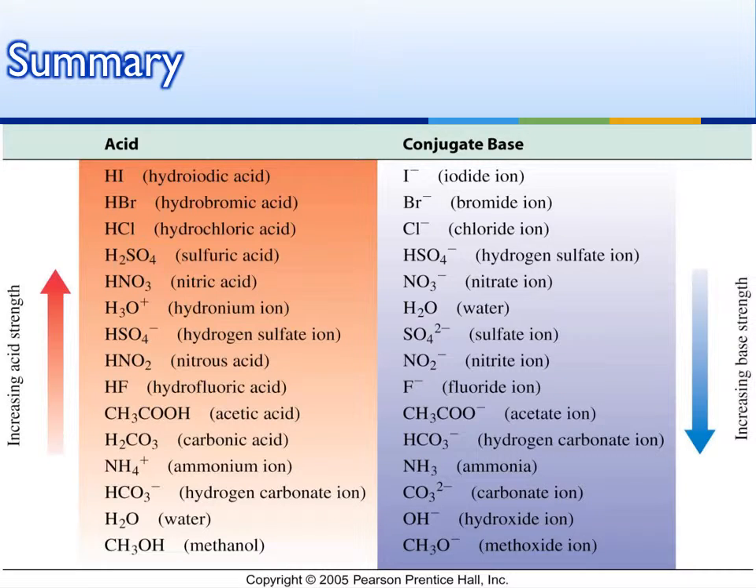Here is a summary table of acids and their corresponding conjugate bases in terms of increasing acid strength as compared to increasing base strength. Notice that the stronger the acid, the weaker the conjugate base, and vice versa.